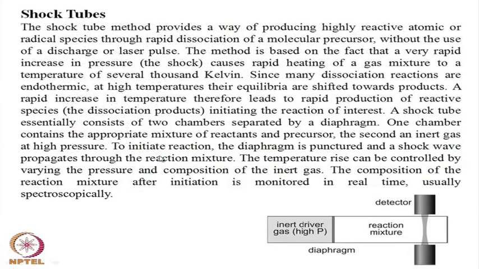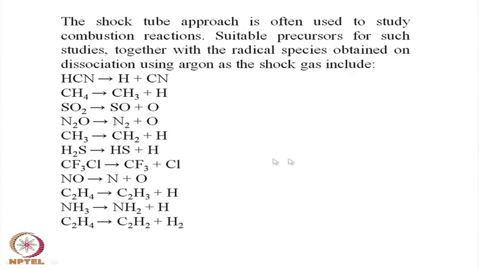So, you have got your high pressure inert gas. It is not going to hamper your reaction, in the sense that it is not going to react with your reaction mixture. It is a means to provide your shock. It is a huge pressure, so the moment it is released by making a puncture, it will pass through and the temperature is increased by several thousand Kelvin, rapid heating. Rapid heating causes the reaction to be initiated, and then the reaction is followed with the help of a detector. These are the examples.